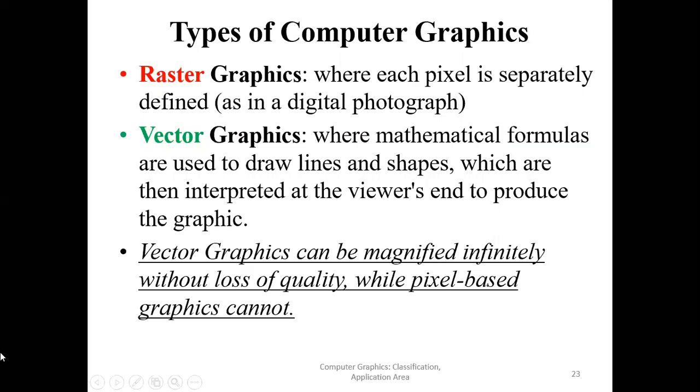What are the types of graphics? Computer graphics can be divided in many perspectives. In one perspective, in terms of pixel, computer graphics can be divided into two parts: raster graphics and vector graphics. What is a raster graphics?